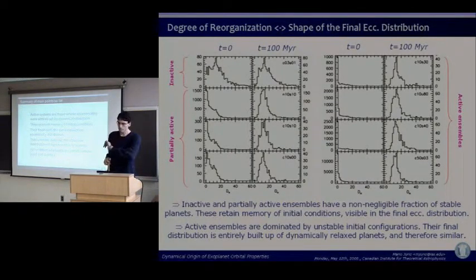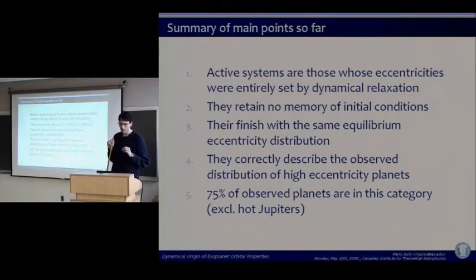So the summary of main points so far is that the active systems are those whose eccentricities were entirely set by dynamical relaxation. As you've seen, all of those systems got reorganized. There's not a single one that remained similar to its initial conditions. They retain no memory of their initial conditions, and that's why their eccentricity is virtually the same. They finish with the same equilibrium eccentricity distribution, and they correctly describe the distribution of high eccentricity planets, so planets that have eccentricities of more than 0.2.